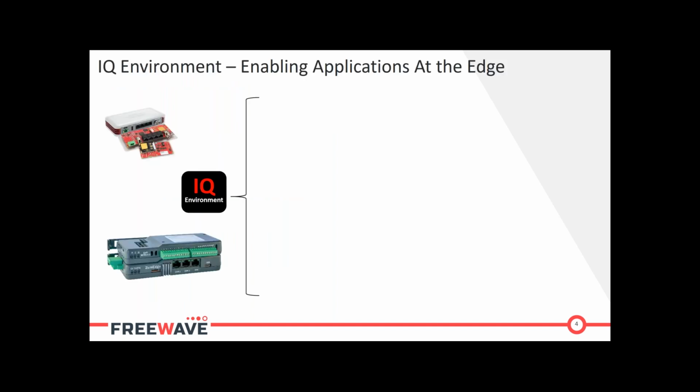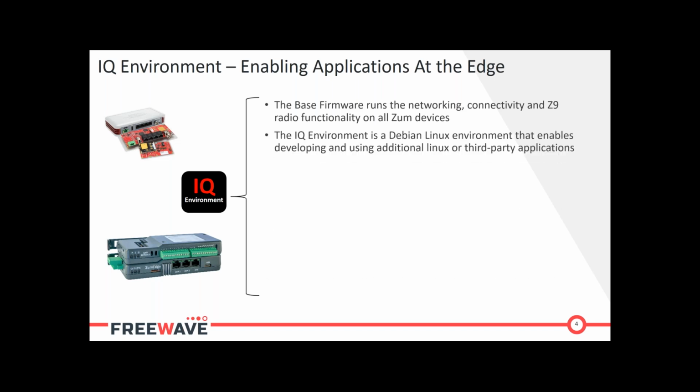So what is the IQ environment and what's involved in FreeWave software? To start with, the base firmware is what runs the networking, runs the connectivity, runs the Z9 radio and other functions on all of our Zoom devices. The next piece is the IQ environment, and this is the Debian Linux environment that enables developing, running, using third-party applications and any generic Linux application.